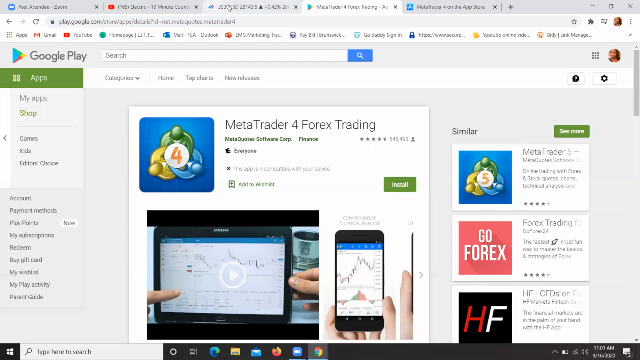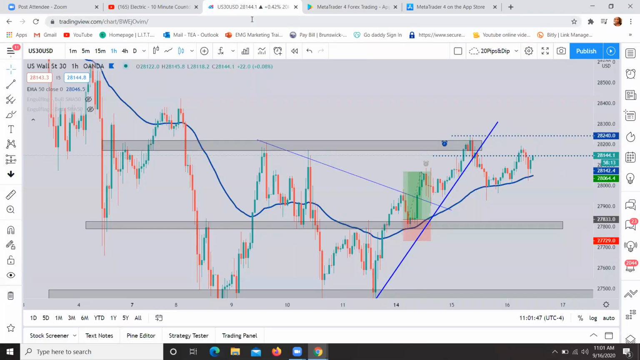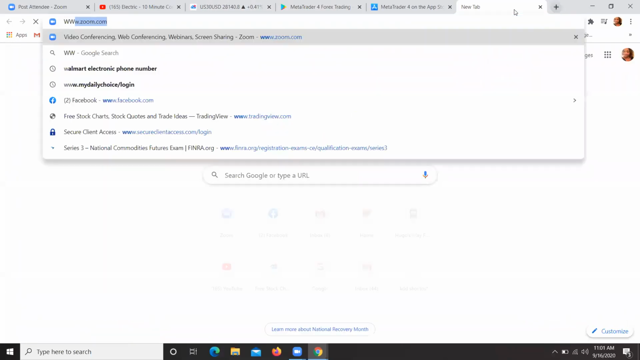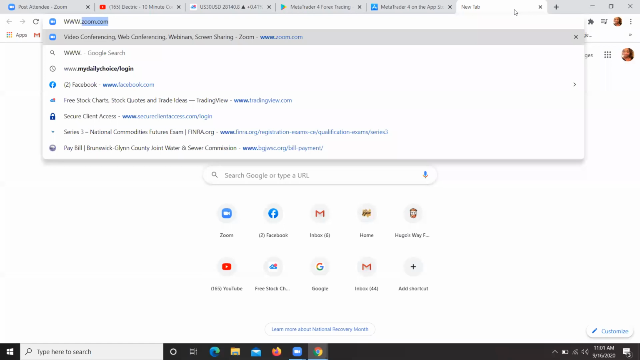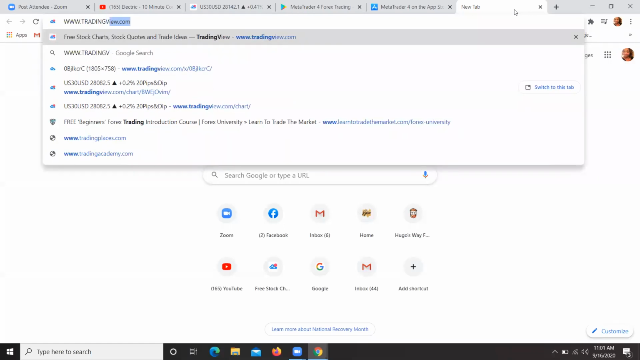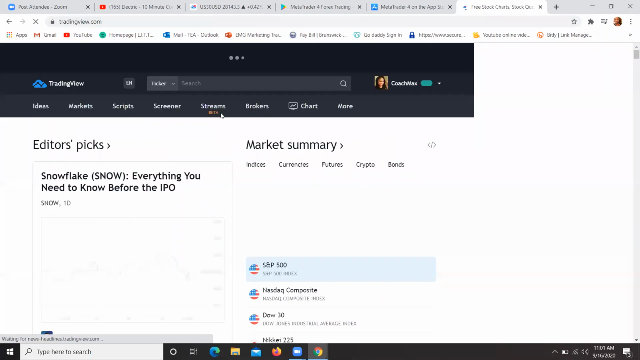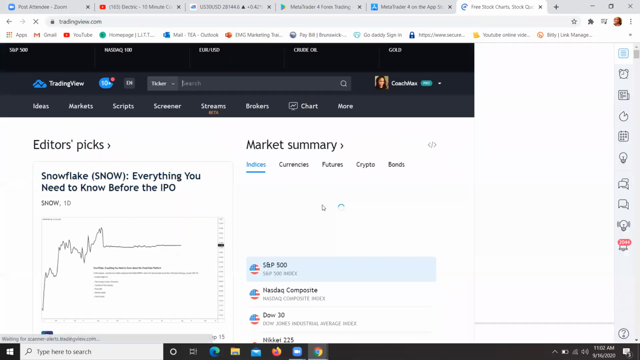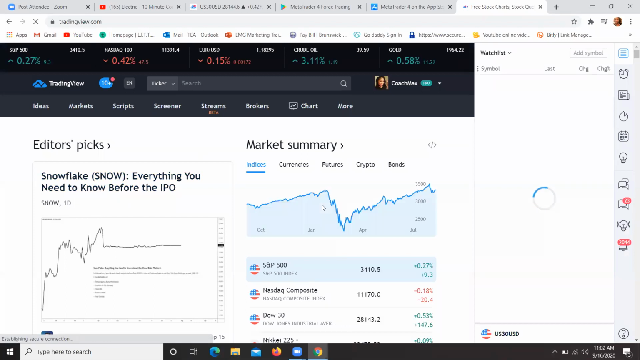The second thing is this, TradingView. You'll be spending a lot of time on TradingView, tradingview.com. Make sure you download TradingView.